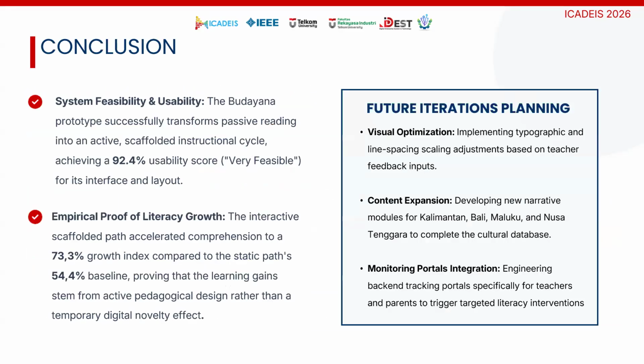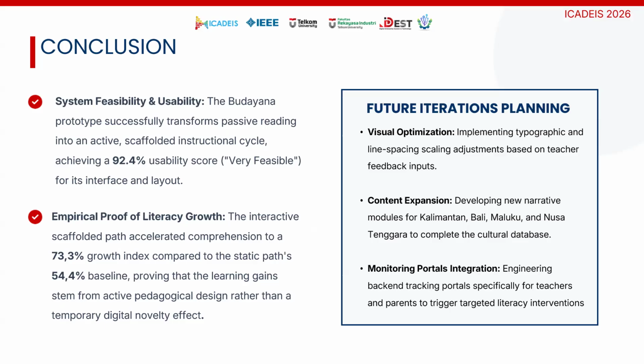In conclusion, the system flexibility and usability of the Lunar prototype successfully transformed passive reading into an active scaffolded instructional cycle, achieving a 92.4% usability score, rated as very good for its interactiveness and layout. And for empirical proof of literacy growth, the interactive scaffolded path accelerated comprehension to a 78.3% growth index compared to the static path's 54.4% baseline, proving that the learning gains stem from an active pedagogical design rather than temporary digital novelty effects.